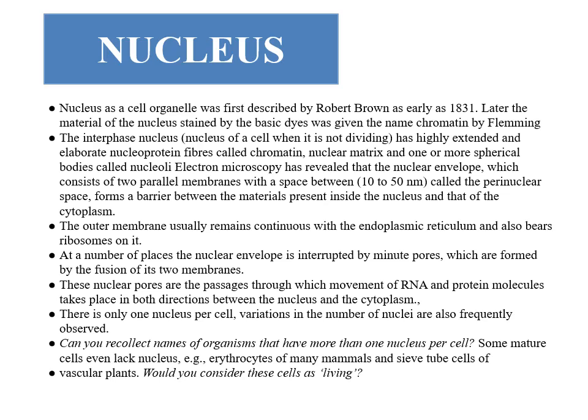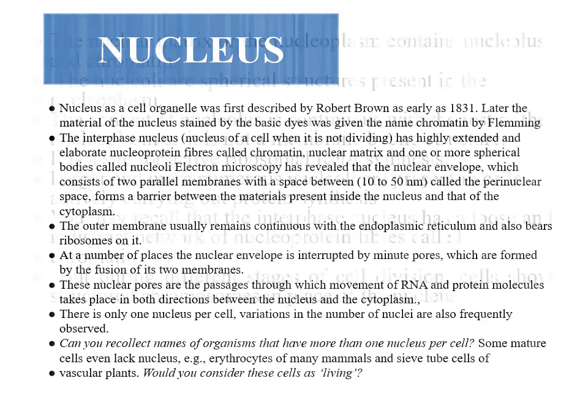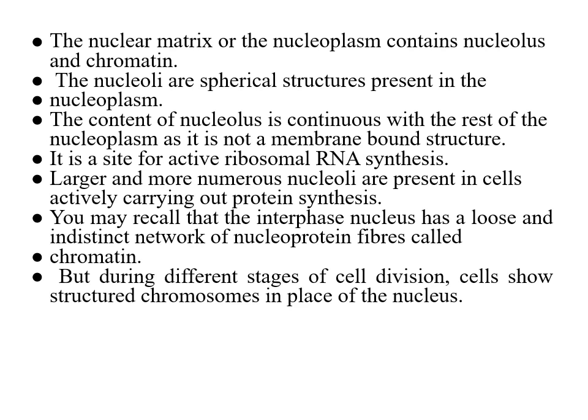Can you recollect names of organisms that have more than one nucleus per cell? Some mature cells even lack nucleus, e.g., erythrocytes of many mammals and sieve tube cells of vascular plants. Would you consider these cells as living? The nuclear matrix or the nucleoplasm contains nucleolus and chromatin.